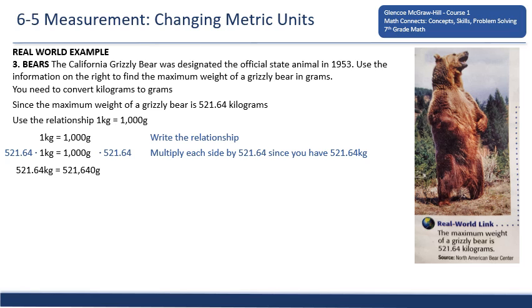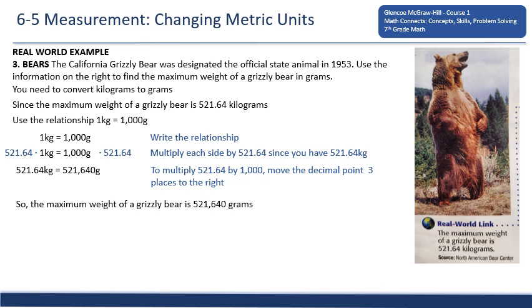And we get 521.64 kilograms equals 521,640 grams. So what we did was, we could have done the math out or simply moved the decimal point 3 places to the right. So the maximum weight of a grizzly bear is 521,640 grams.